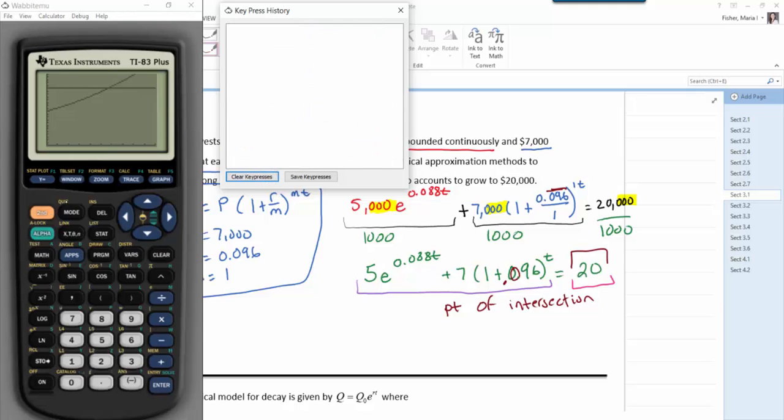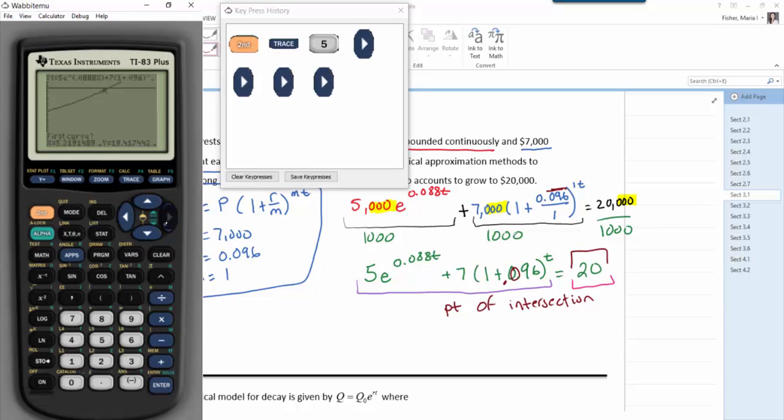Well, to find the point of intersection, again, you hit second and then trace for calculate, and you're going to calculate an intersection, so you press the number 5. You want to scroll over to where you think they intersect. So I think it's about here. And you hit enter, and then you hit enter for the other curve, and then enter for your guess.